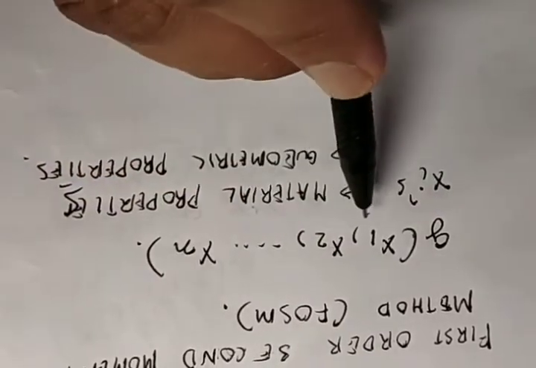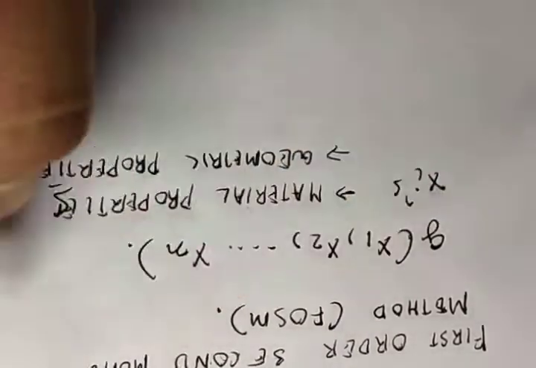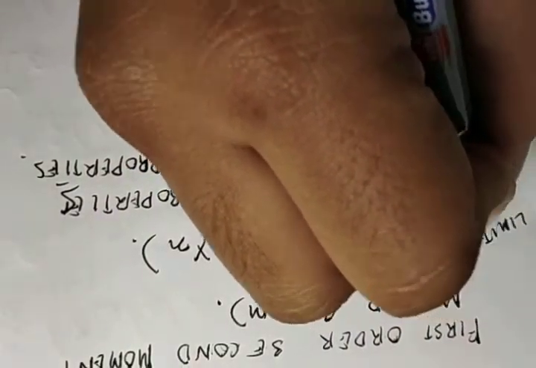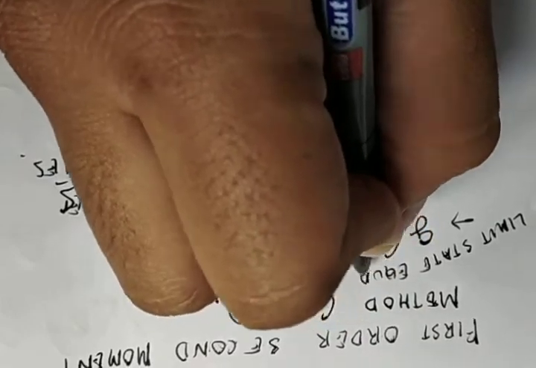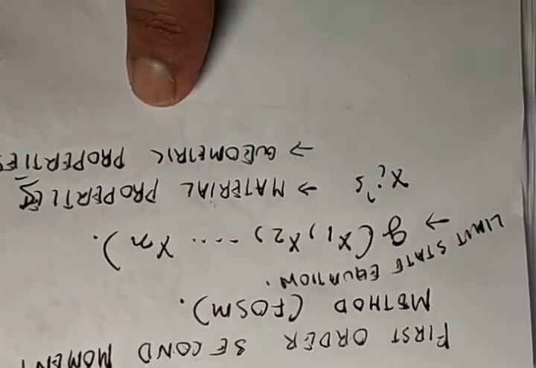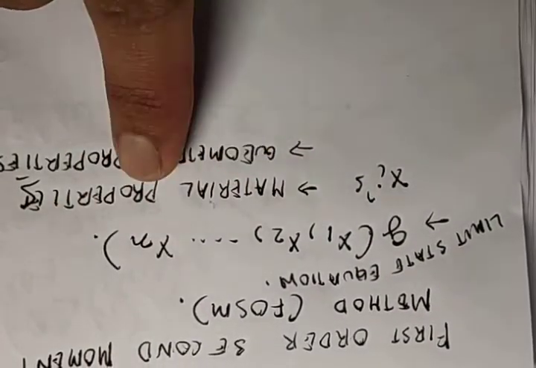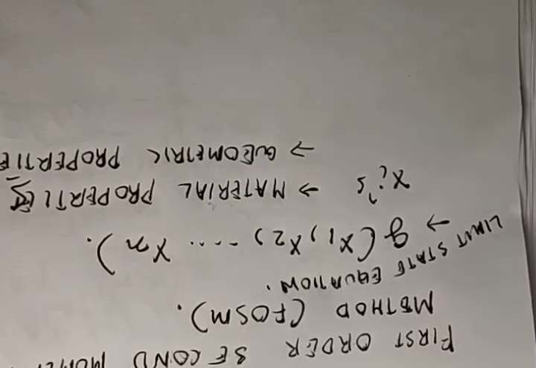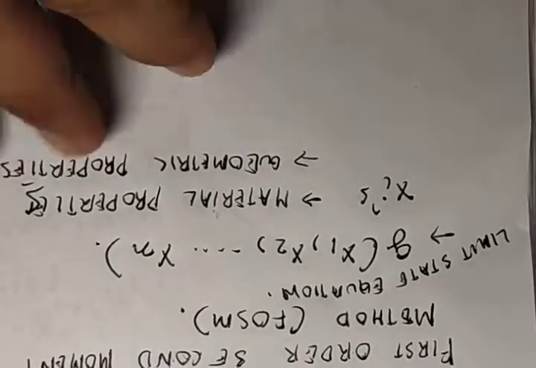The failure equation depends on these quantities. So this is also known as the limit state equation, or the limit state function, which is a function of my variables x1, x2, x3, ..., xn.